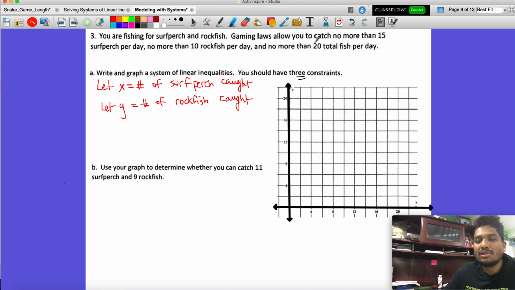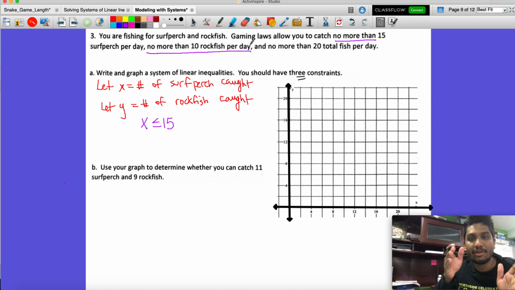See, it says gaming laws allow you to catch no more than 15 surf perch per day. Okay, so surf perch is this piece. You cannot catch more than 15, but you can catch 15. So no more than means x is less than or equal to 15. That's the first one. Okay, no more than 10 rockfish per day.